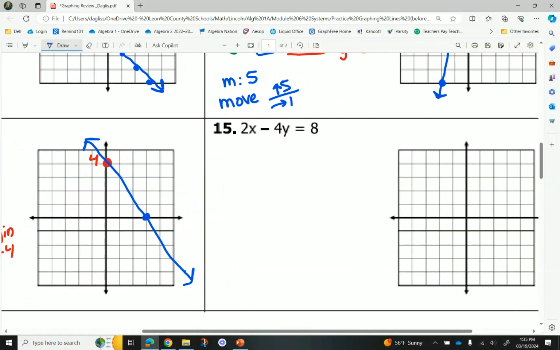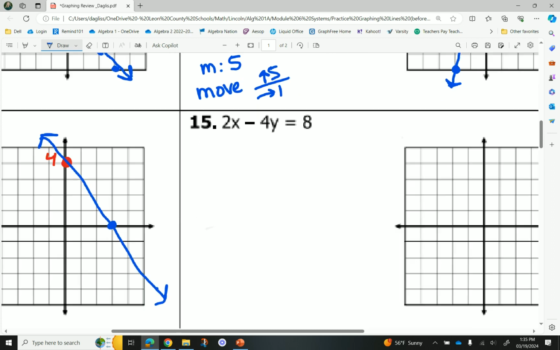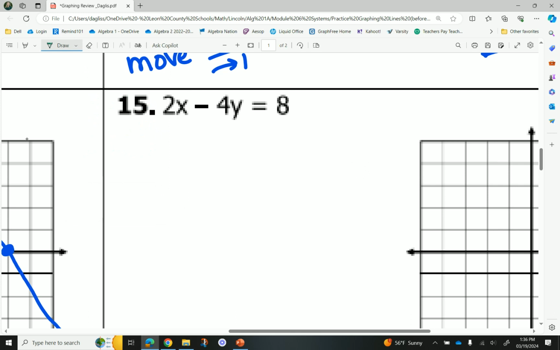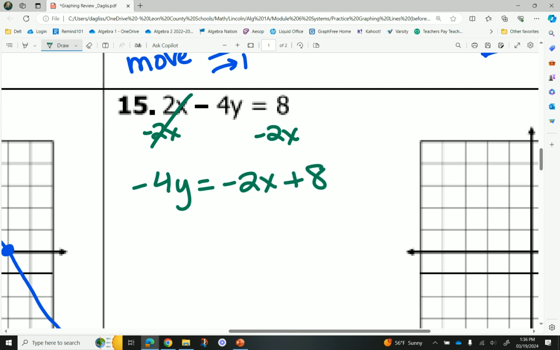Number 15, we have 2x minus 4y equals 8. Tell me what to do first. Subtract what? 2x. Okay, so we have negative 4y. Can I do 8 minus 2? No, 8 does not have an x. Okay, so the 2x is just up front. It gets moved in front of the 8. We'll divide everything by what? Negative 4.